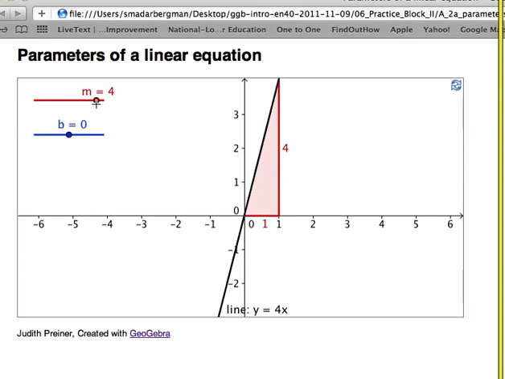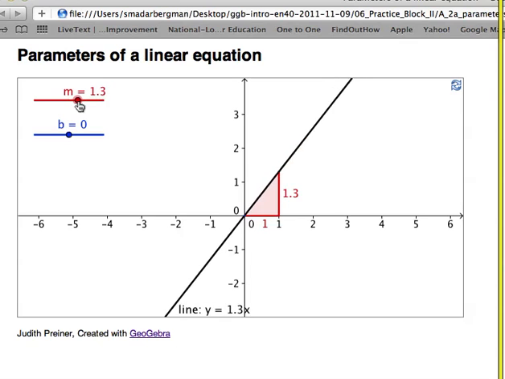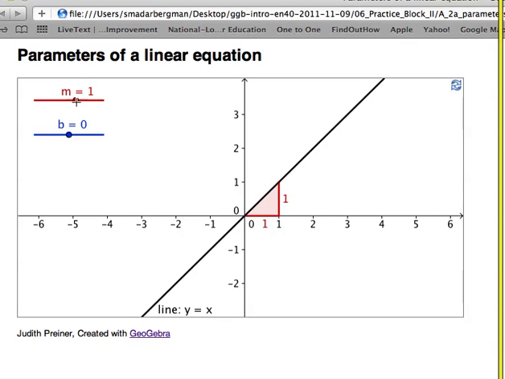What changed? Notice that the line became increasingly steeper. What didn't change? Notice that nothing happened to the y-intercept. Now let's move m back to its original position of 1.